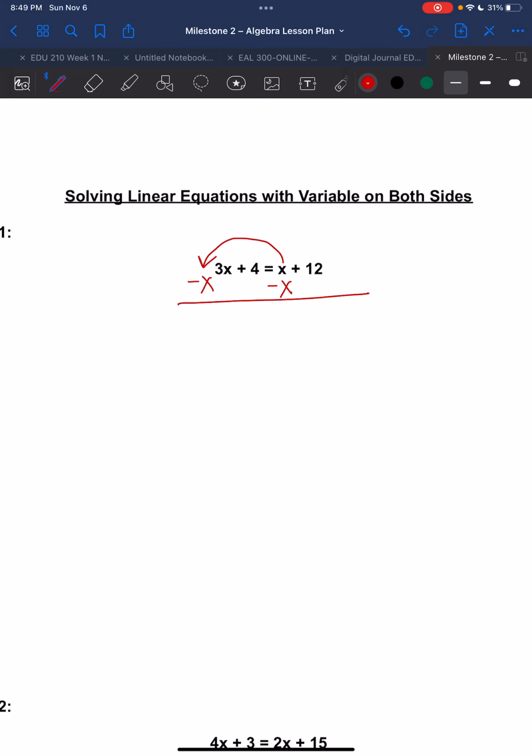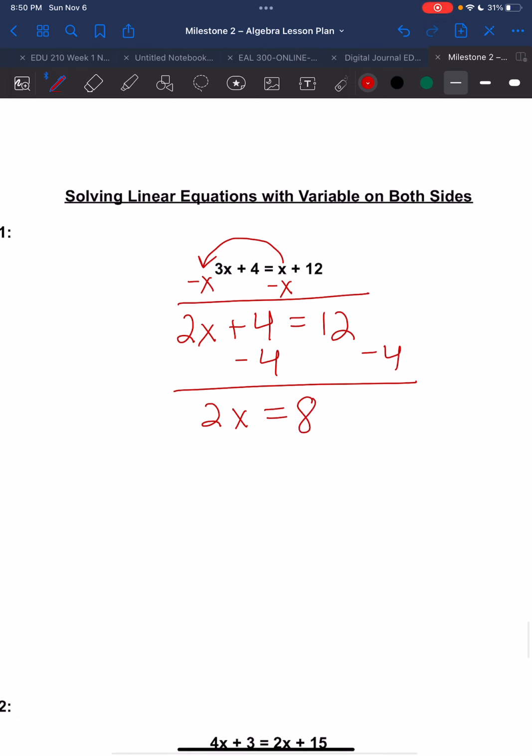Now over here, x, subtract that, I get 2x plus 4 is equal to 12. Now I want to isolate this 2x here. To isolate that, I'm going to do the opposite of what this says to bring this positive 4 over. Therefore, I know that I have to subtract 4. Whatever I do to one side, I have to do to the other. 2x equals 12, 11, 10, 9, 8.